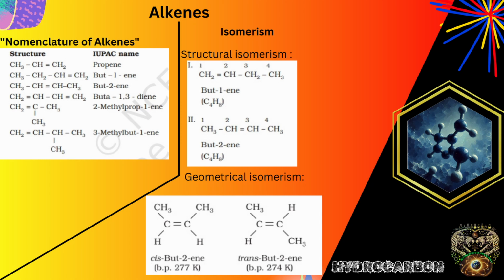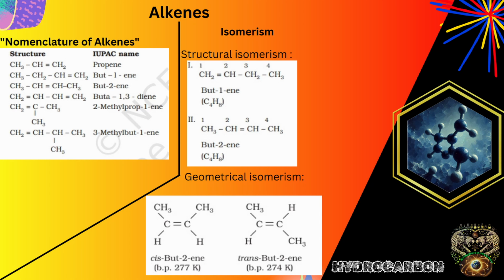Next, let's see about alkenes. Alkenes are characterized by the presence of at least one carbon-carbon double bond. This double bond consists of a strong sigma bond formed by the head-on overlap of sp2 hybridized orbitals and a weaker pi bond, resulting from the sideway overlap of p orbitals. The pi bond's lower bond enthalpy makes alkenes more reactive than alkanes.